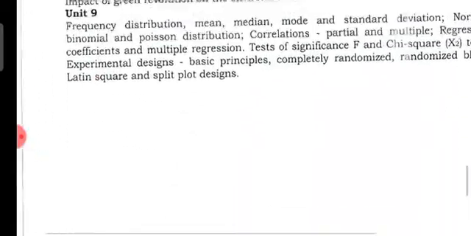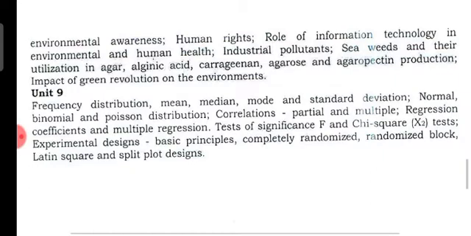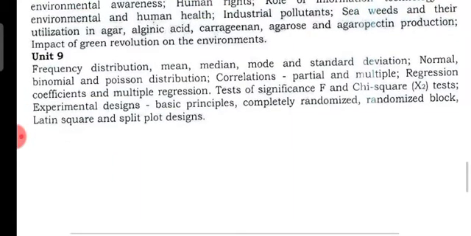In this syllabus there is also unit number 9, in which some bioinformatics is included, which is frequency distribution, statistics, actually biostatistics. So mean, mode, and standard deviation, normal, binomial, Poisson distribution, correlation, partial and multiple, chi-square test, F-test, and basic principles of completely randomized block, Latin square and split plot designs. So this is the syllabus for environmental studies.